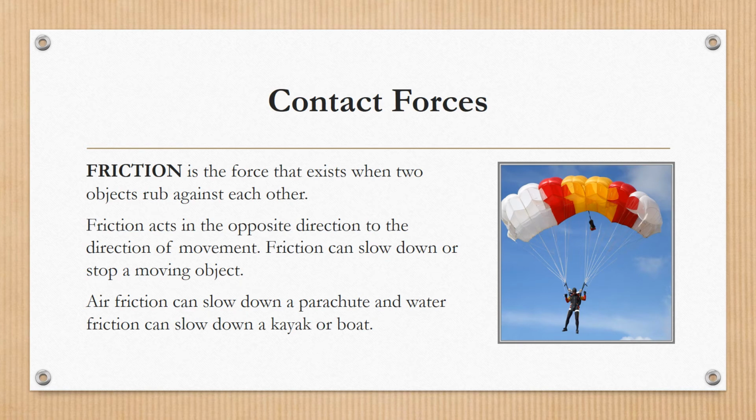Contact forces. Friction is the force that exists when two objects rub against each other. Friction acts in the opposite direction to the direction of movement. Friction can slow down or stop a moving object. Air friction can slow down a parachute, and water friction can slow down a kayak or boat.